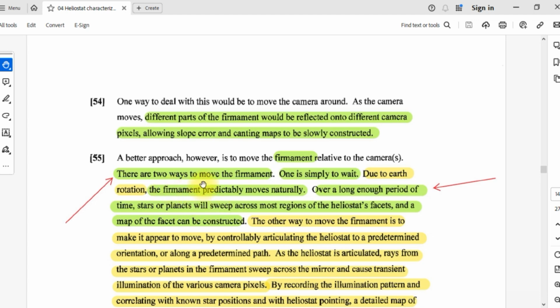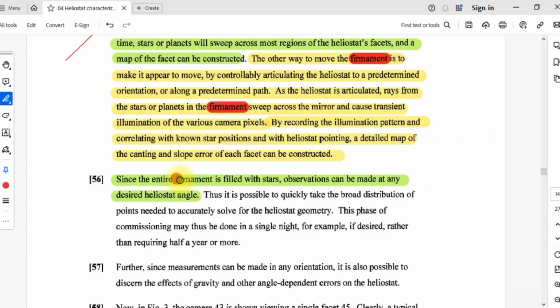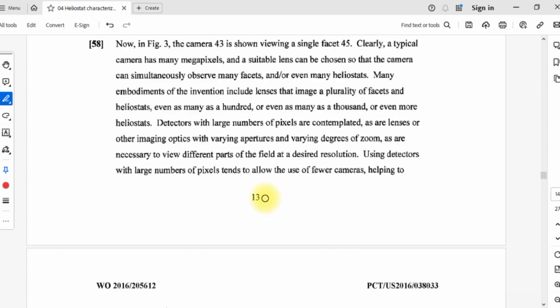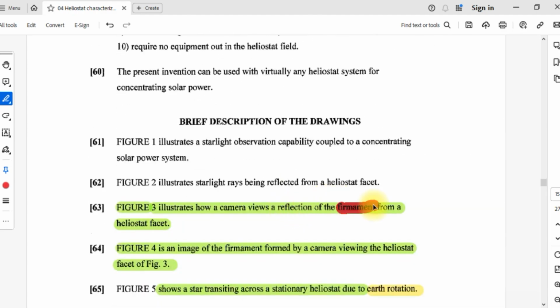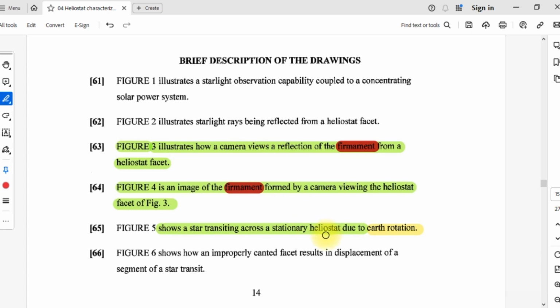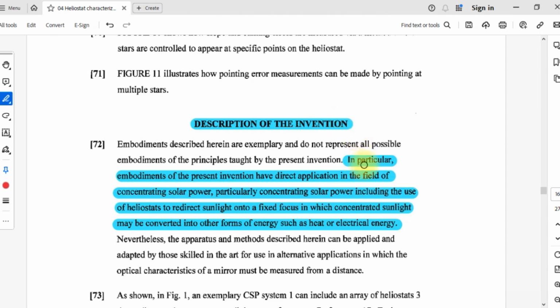And they keep on the firmament. The entire firmament is filled with stars. Observations can be made at any desired heliostat angle. So you have the word firmament here so many times. Firmament, firmament. No, not Earth rotation. Earth does not rotate.